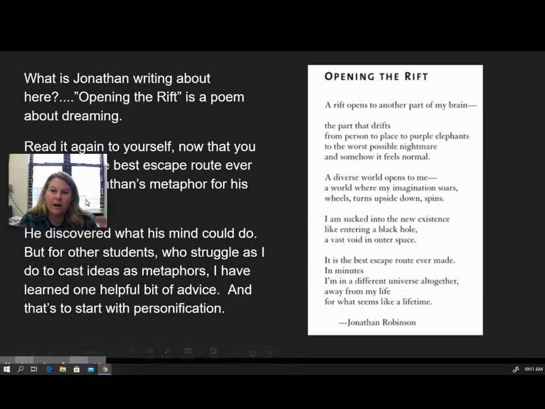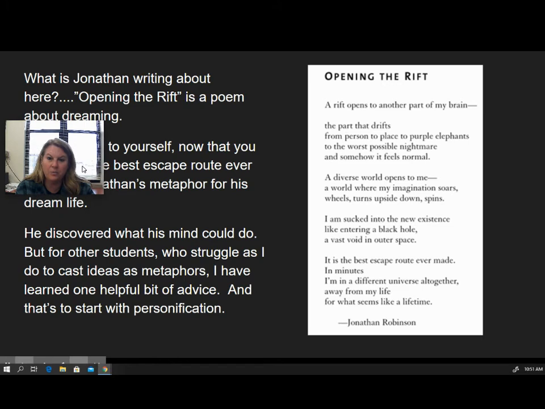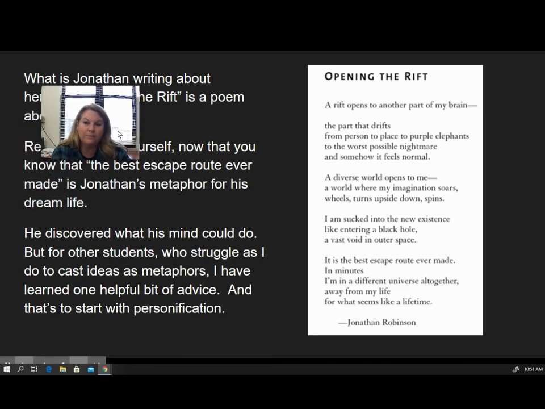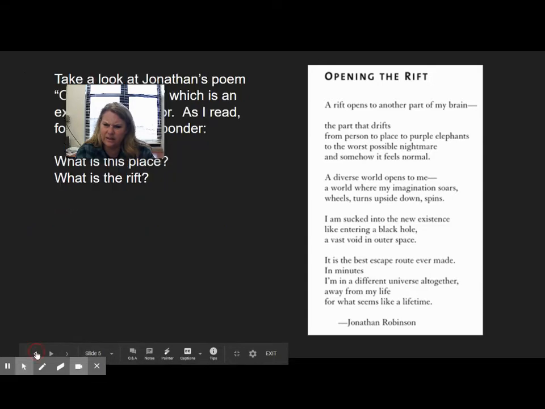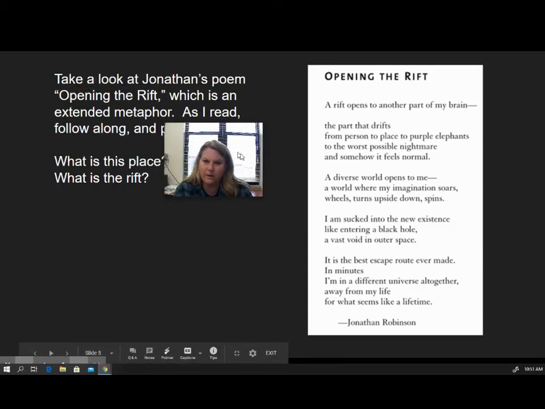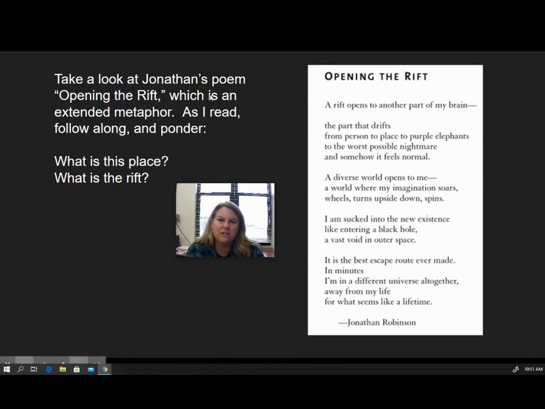What is Jonathan writing about here in Opening the Rift? Let's take a look at this for a second. Here we go. Take a look at Jonathan's poem, Opening the Rift, which is an extended metaphor. As I read, follow along and ponder. What is this place and what is the rift?